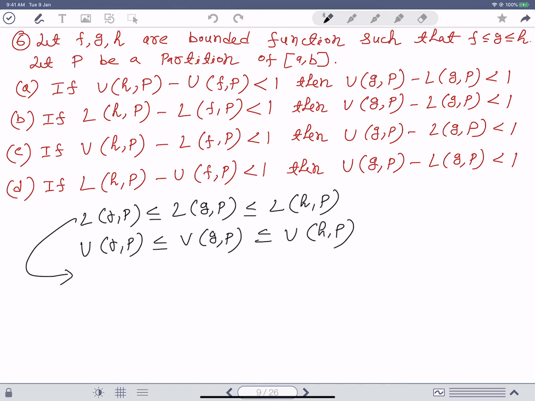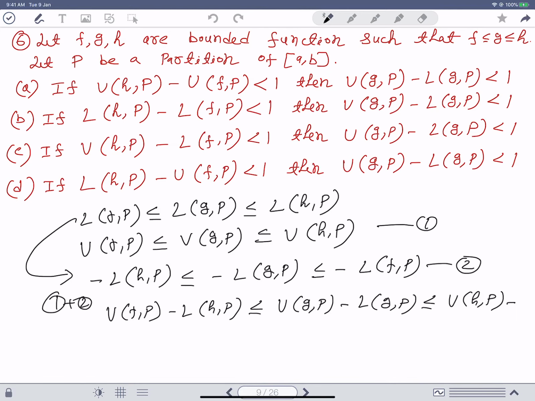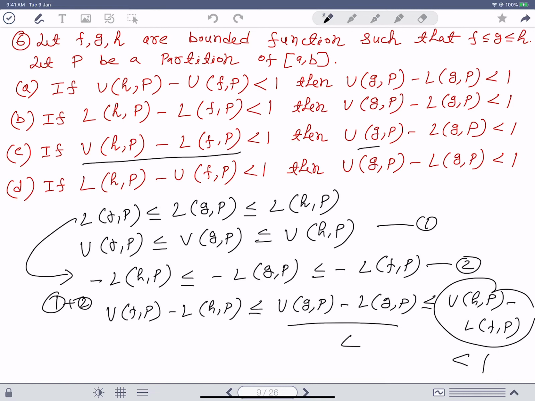Right? Now, this one gives minus LHP less than or equal to minus LGP less than or equal to minus LFP. Now, if you add this with this, then you just get UFP minus LHP less than or equal to UGP minus LGP less than or equal to UHP minus LFP. So this one. Now from this you can easily check that if this is less than 1, then obviously the middle part will be less than 1. So that will be one right answer.